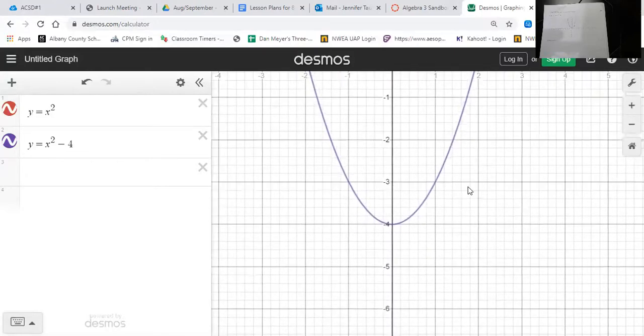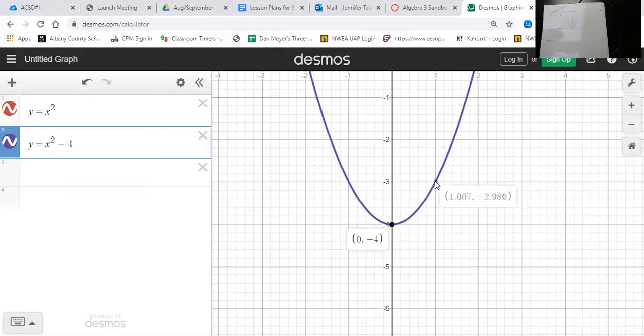Let's take a look at this blue graph. That vertex is no longer at 0, 0. It's down here at negative 4. But take a look at this. I went to the right one, up one, and there is my new nice lattice point. Then I went to the left one, up one, and there is the next nice lattice point.